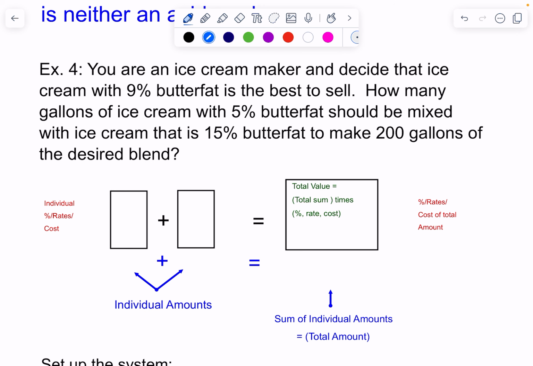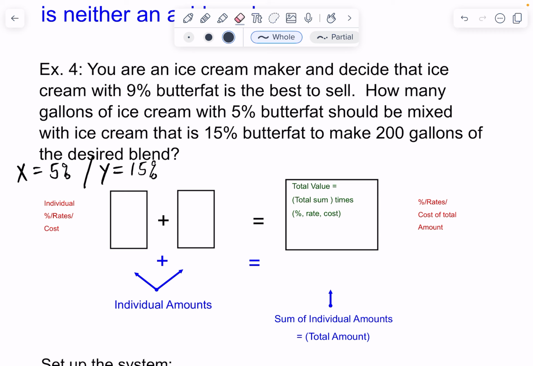You're an ice cream maker and decide that ice cream with 9% butterfat is the best to sell. How many gallons of ice cream with 5% butterfat should be mixed with ice cream that is 15% butterfat to make 200 gallons of the desired amount? Well, first things first, I'm going to label. I'm going to go ahead and call X the ice cream with 5% butterfat, and I'm going to call Y the ice cream with 15% butterfat.